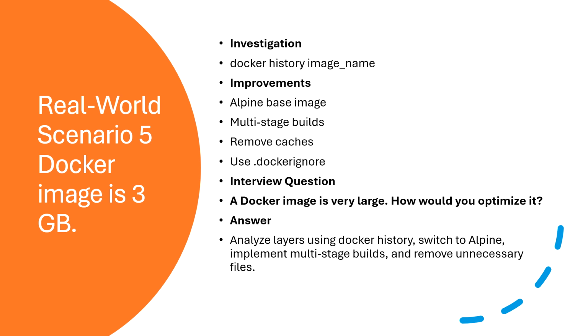Now, before we proceed, I would like to give some information about the history command. Docker history is very important because it is widely used in the troubleshooting part. When we use docker history with the image name, it will show the image layers along with their sizes. So we can easily do root cause analysis to identify which layer is consuming excessive space.